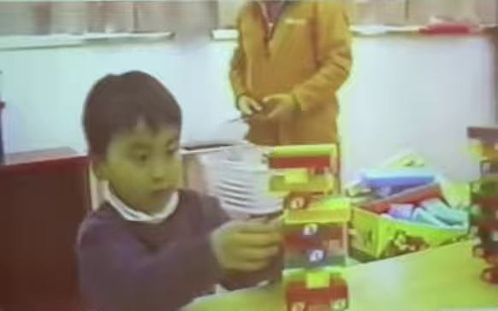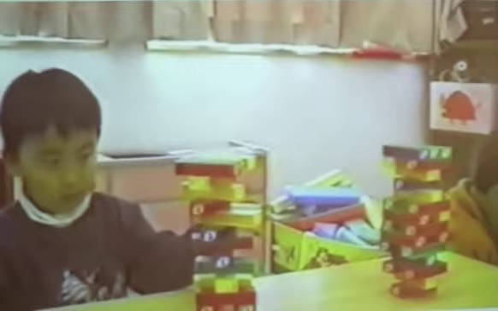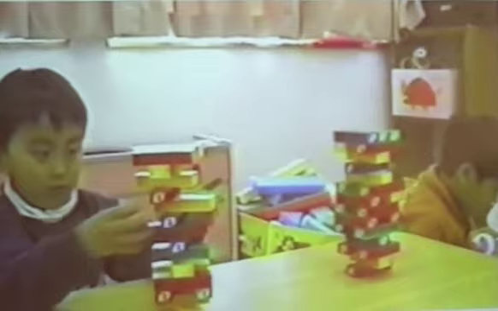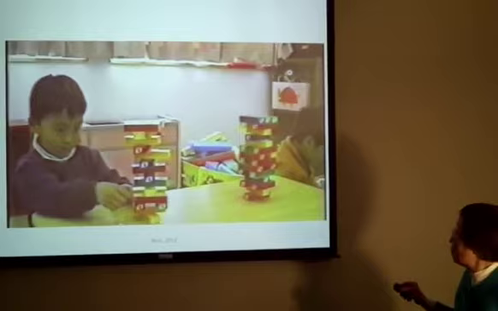That's all, he said, and he is going to start counting his blocks. 1, 2, 3, 4, etc. Okay.